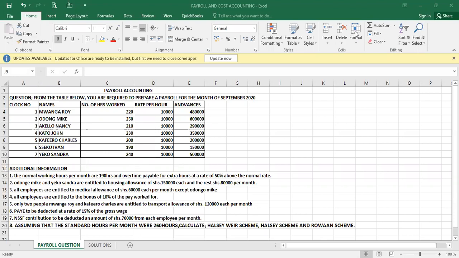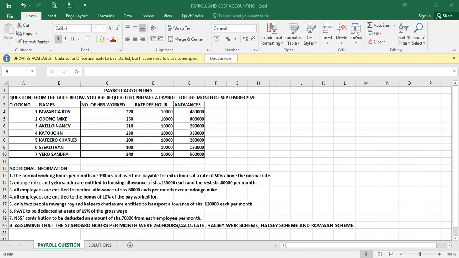Cpacertification, and today I wanted to take you through payroll accounting. It is payroll accounting which we are going to look at today, and I hope you know this is under labor costing, where we compute their salaries and wages.